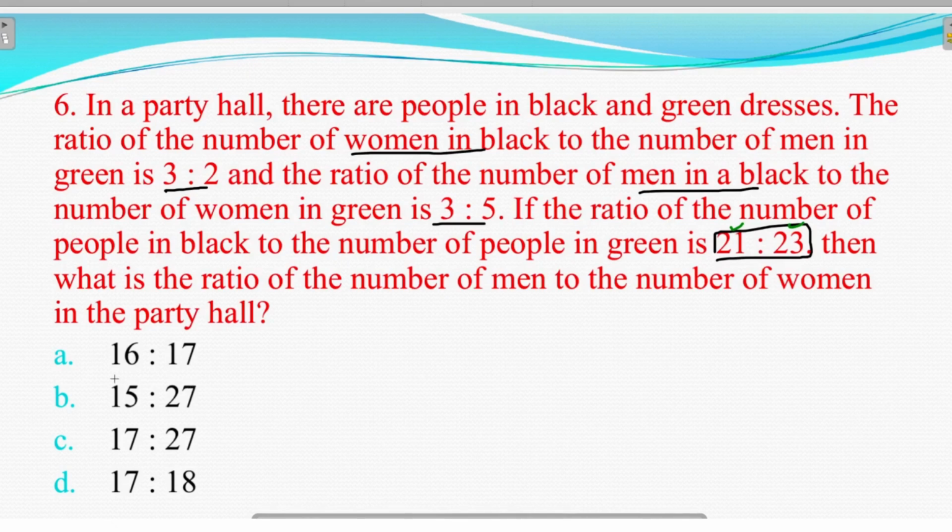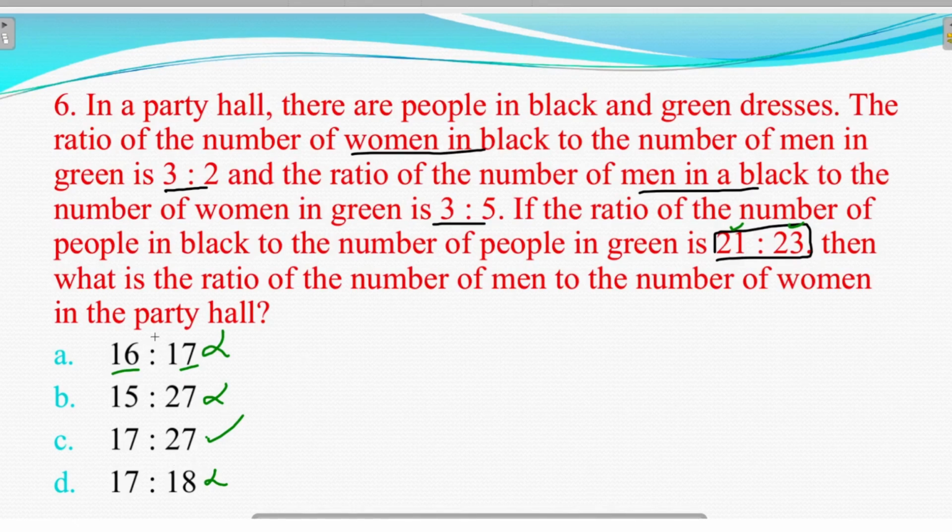I will check the total number of persons. 16 plus 17 is not 44 or a multiple of 44. 17 plus 27 is 44, yes. 30 plus 14 is possible. 17 plus 18 is not possible. So your answer will be 17:27, it is a possible answer. Like that I can verify.